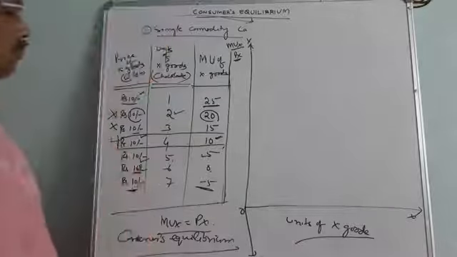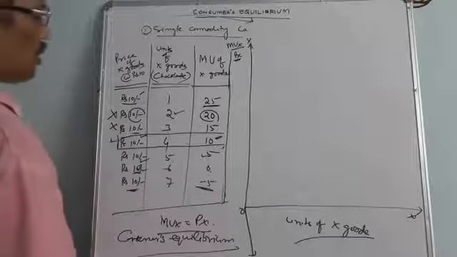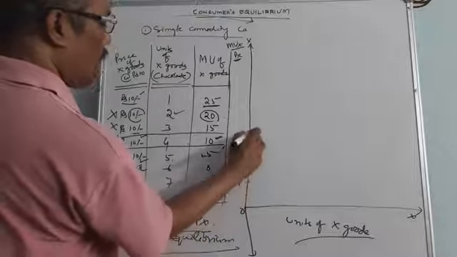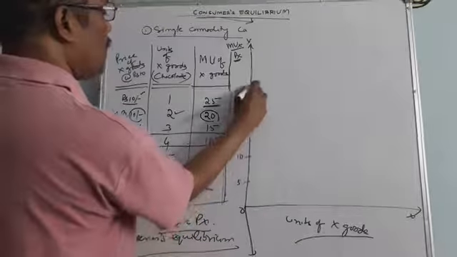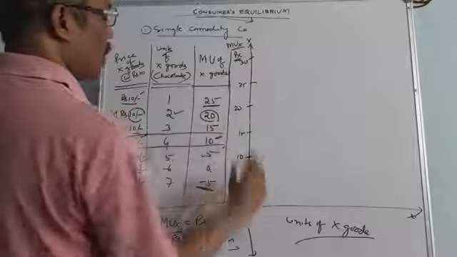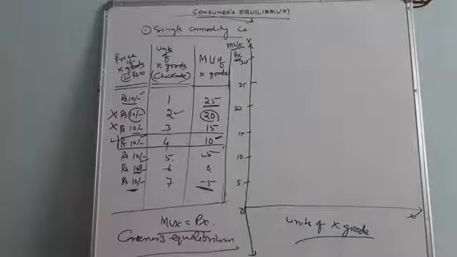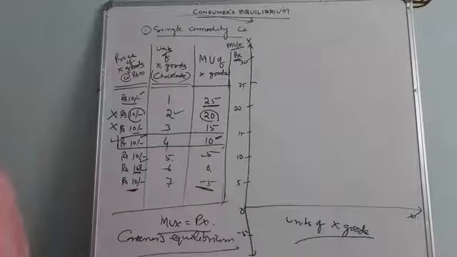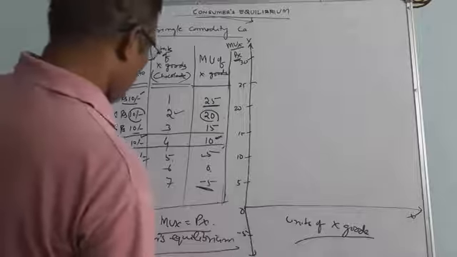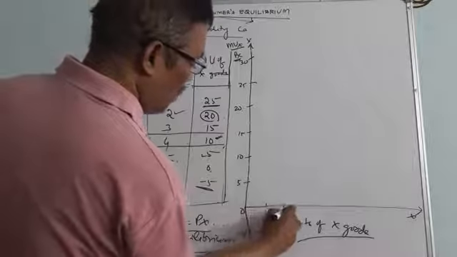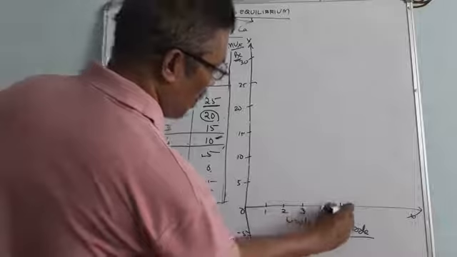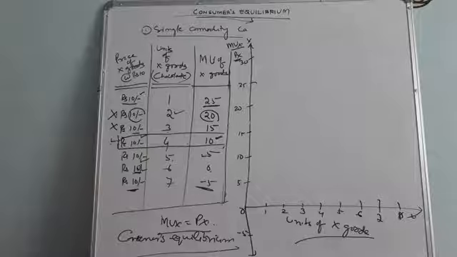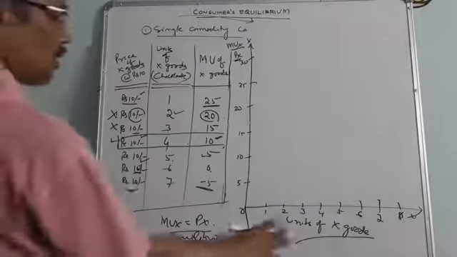Y dash. Marginal utility scale: 5, 10, 15, 20, 25 and 30, and below that I will get minus 5. The consumer consumes 1, 2, 3, 4, 5, 6, 7, 8. These are the units of X goods.